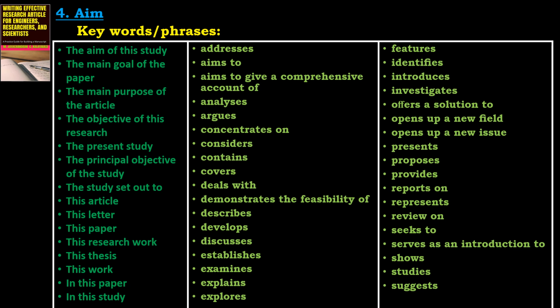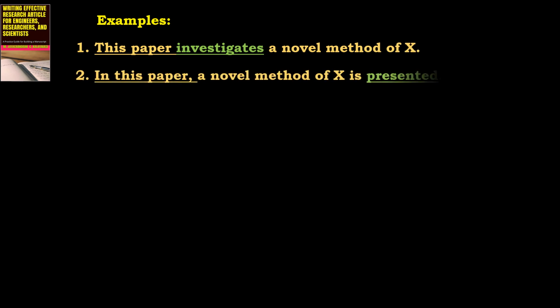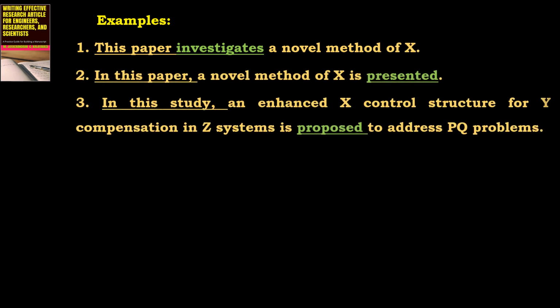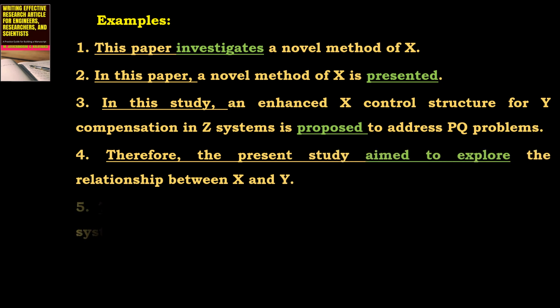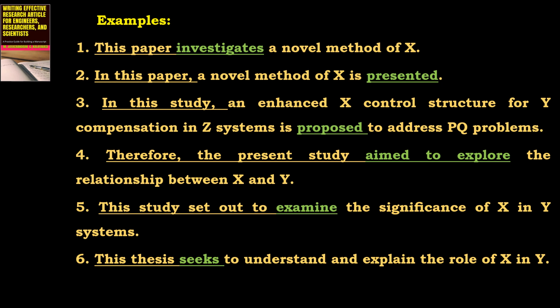Let us look at some examples where the keywords that represent the aim are highlighted in green. 1. This paper investigates a novel method of X. 2. In this paper, a novel method of X is presented. 3. In this study, an enhanced X control structure for Y compensation in Z systems is proposed to address XX problems. 4. Therefore, the present study aimed to explore the relationship between X and Y.